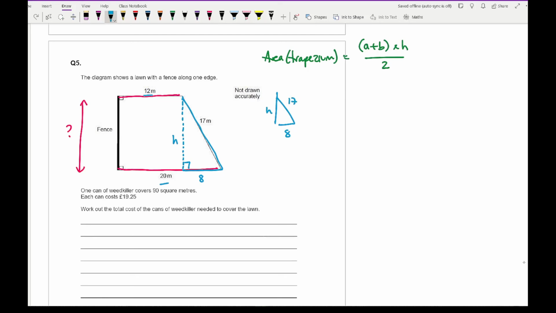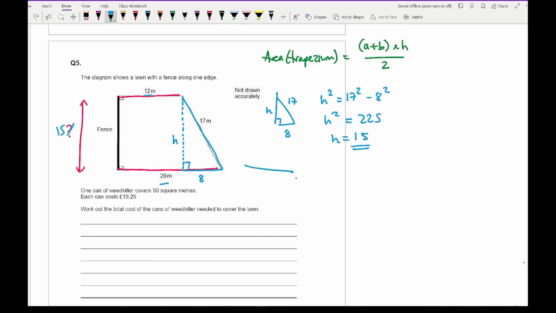So here we're going to have H squared equals, and here we're finding one of the shorter sides, so I take away the square of the other two sides. So here I've got H squared equals 225. So H equals 15. Again, it's going to be positive 15 because you can't have a negative length. So this length here is going to be 15.